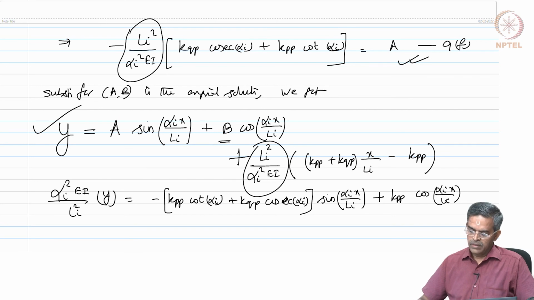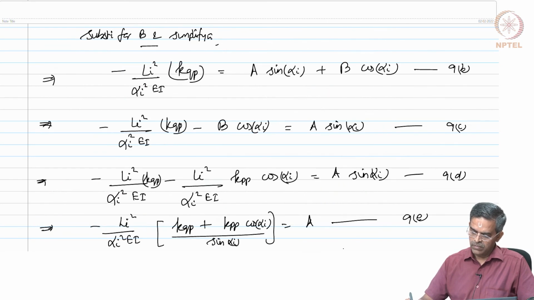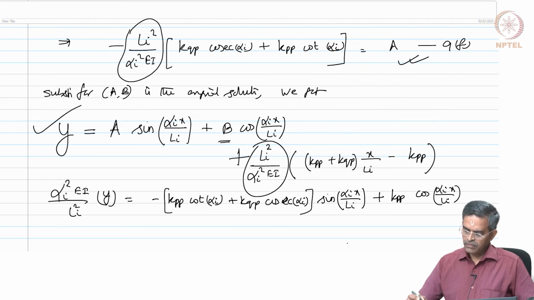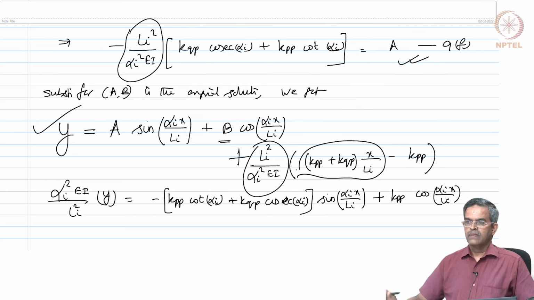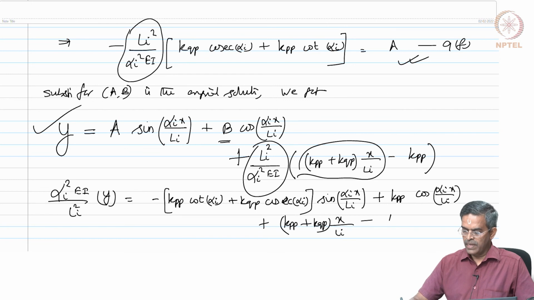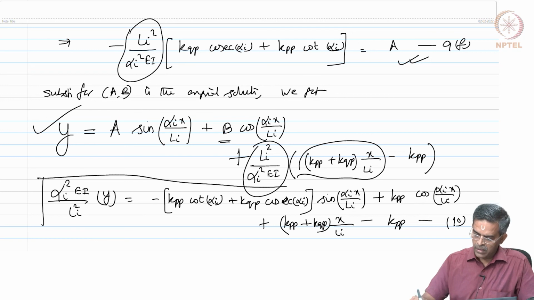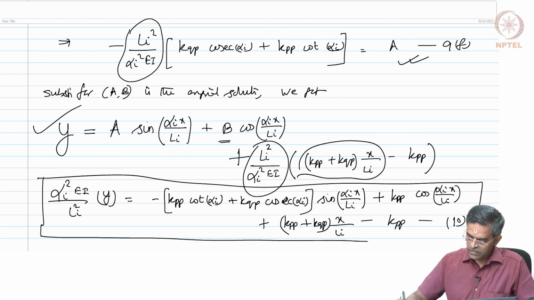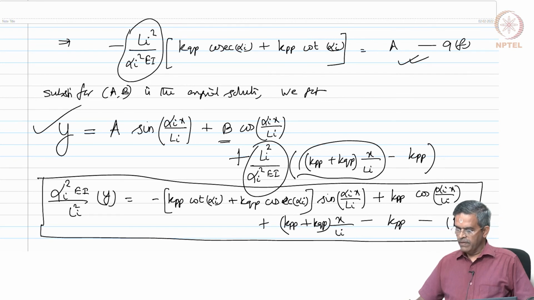Okay. And we have one more term, which is this. Okay. Let us enter that, plus KPP plus KQP into x by Li minus KPP. This is equation number 10. I think we all agree that equation 10 is easily derivable for our understanding.